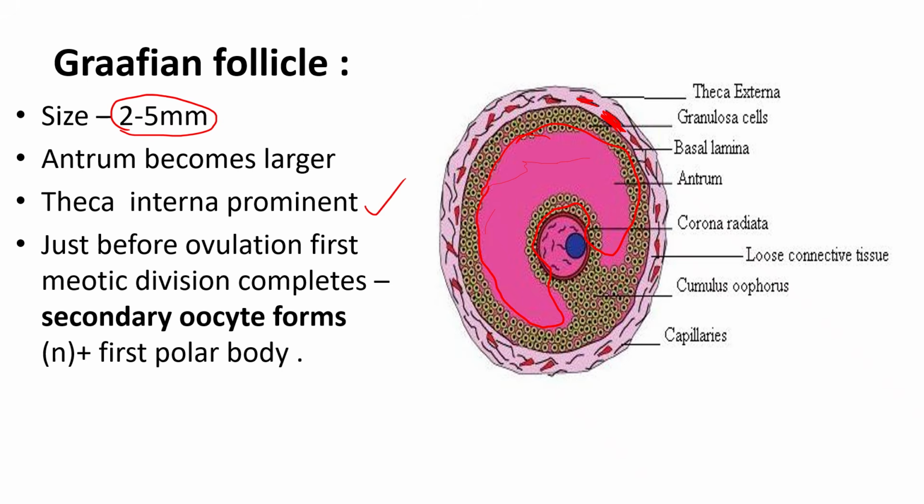Just before ovulation it completes its meiosis one division, that was arrested in prophase, and it forms secondary oocyte, which is haploid, and first polar body. Still it has not completed its meiosis 2. Meiosis 1 is completed and it produced first polar body. And these granulosa cells are called cumulus oophorus, and the cells around the oocyte are called corona radiata.